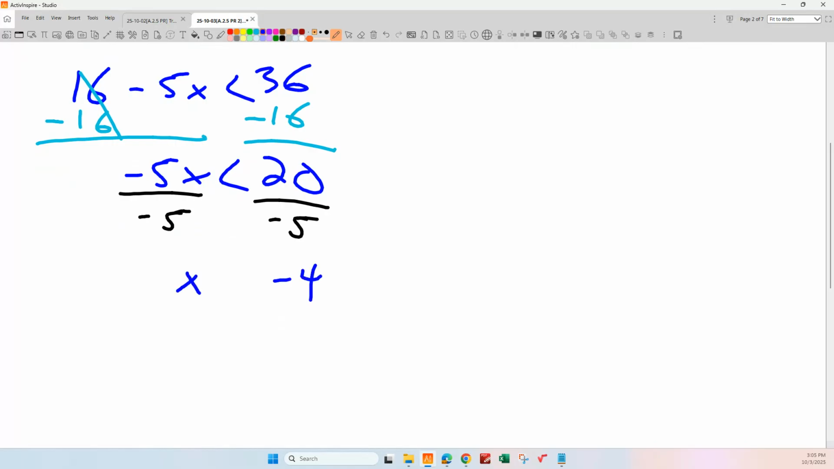Over here I get a negative 4. Is that right? What did I forget to do? Flip the inequality, yeah. Okay, good. Because I'm dividing by a negative, I've got to flip that around. So there's the first solution. X is greater than negative 4, okay? We've got to go back and do the other one.